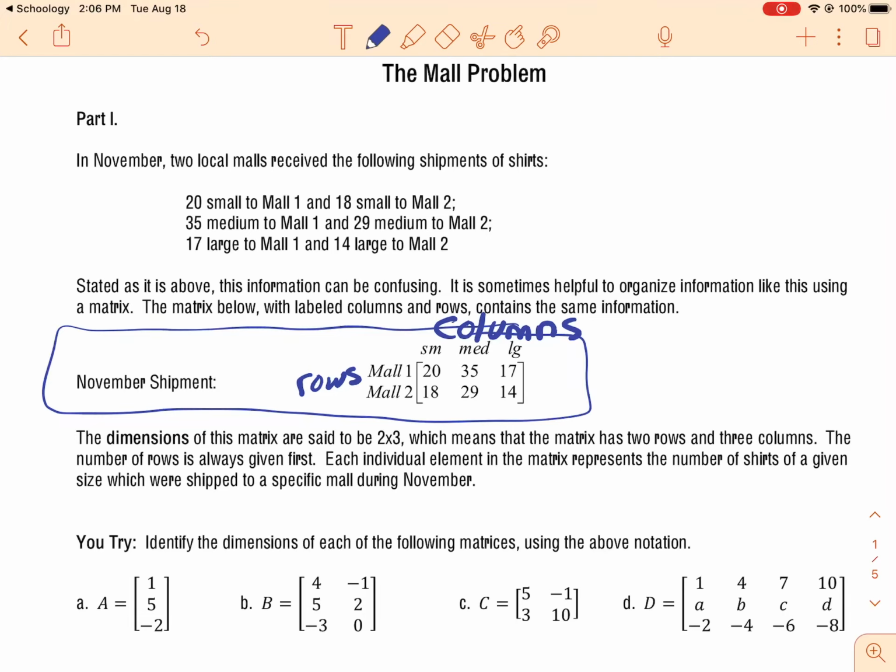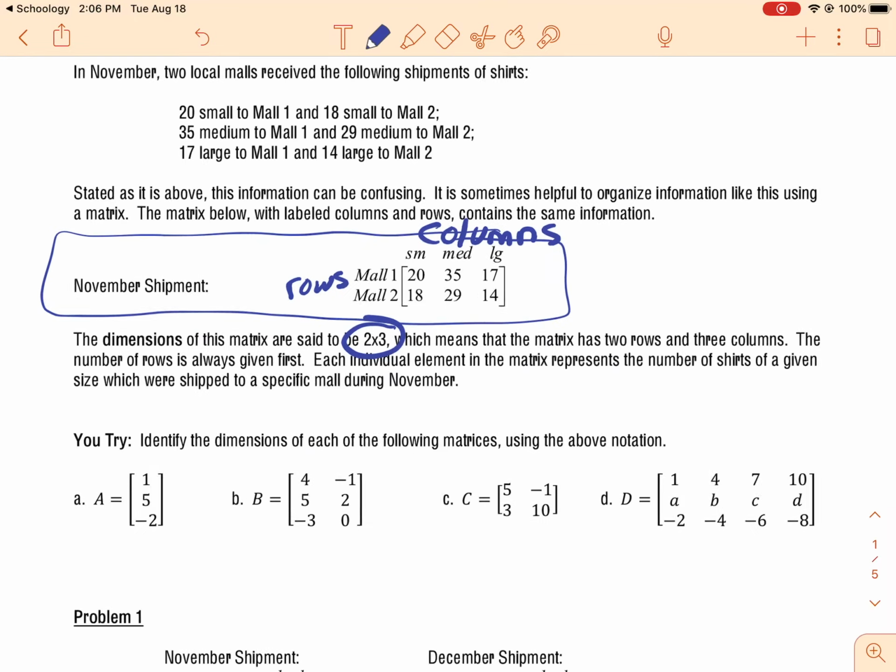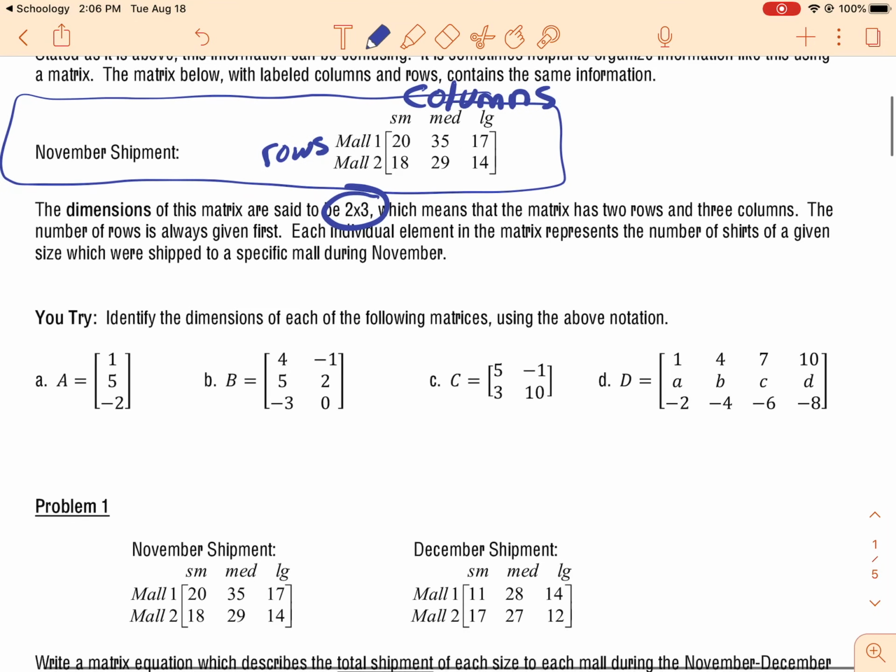This particular matrix is said to be a 2 by 3, meaning 2 rows, 3 columns. You always say the rows first and then the columns. So when we get to these 4 problems, pause me for a second and label what those dimensions will be. Remember, you do rows first, columns second. Go ahead and pause.